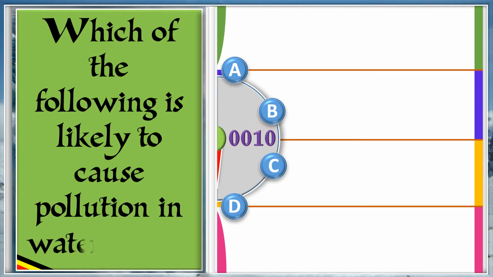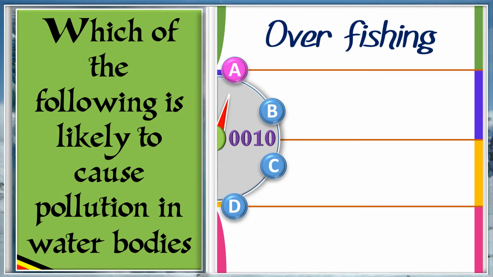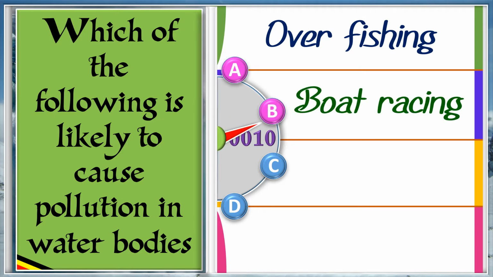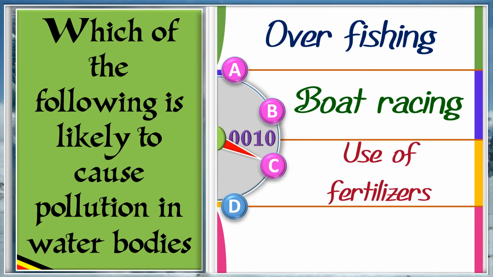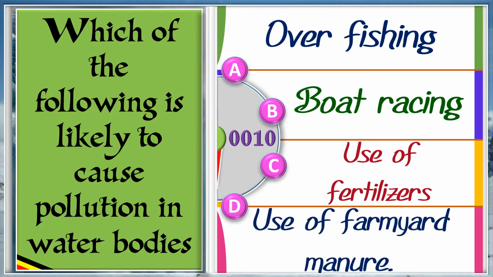Which of the following is likely to cause pollution in the water bodies? A. Overfishing. B. Boat racing. C. Use of fertilizers. D. Use of farmyard manure. And the answer is C. Use of fertilizers.